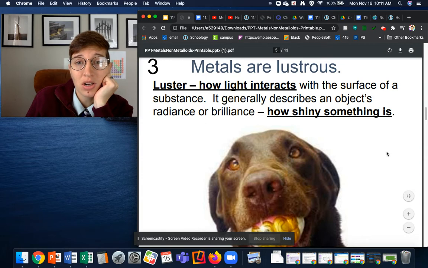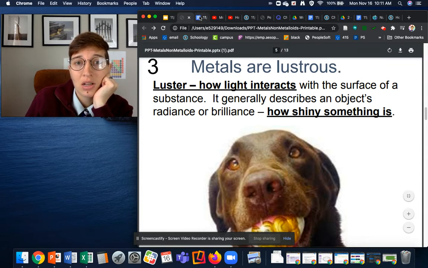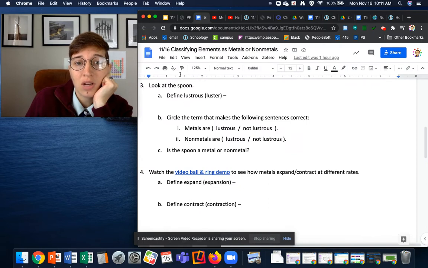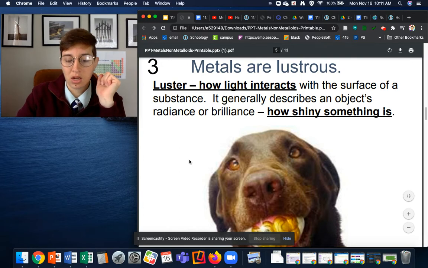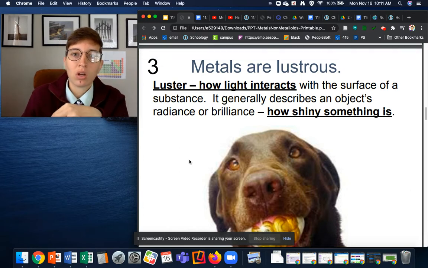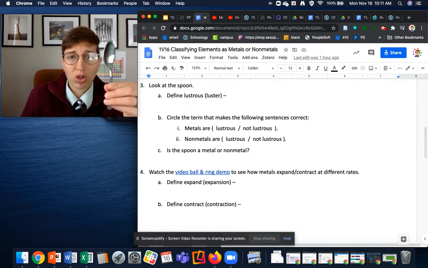So pause here, and you're going to write this definition down on 3A. So 3A, right here, you are writing this definition. Pause and play when you're ready with that definition. Okay, so you have the definition down in A. We're taking a look at the spoon. This is made out of metal. We already said that.